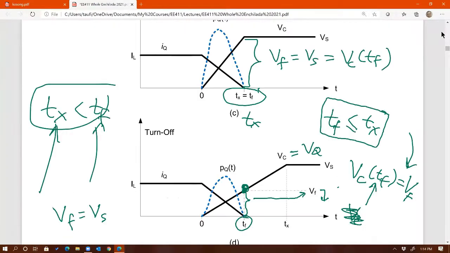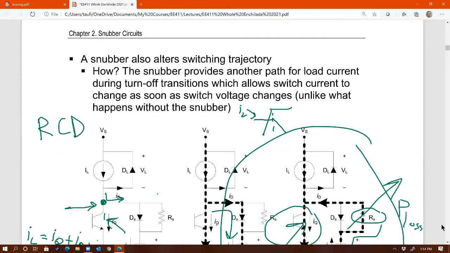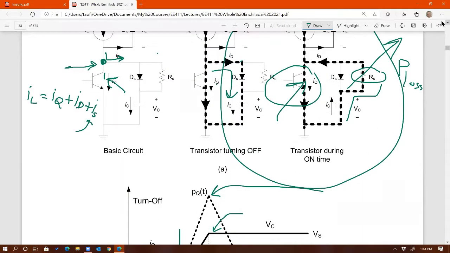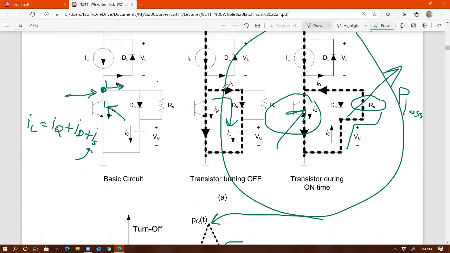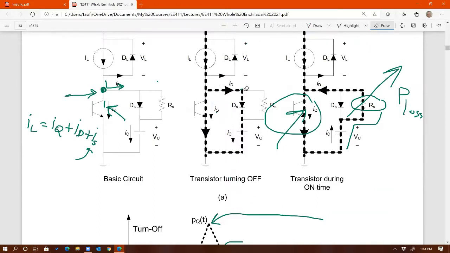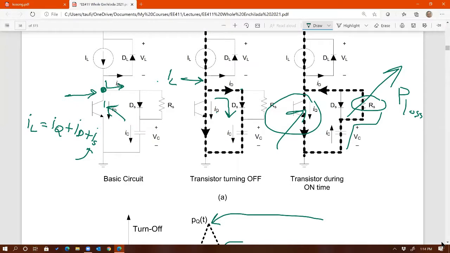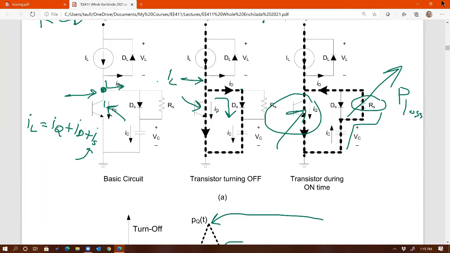Look at IC. Well, that's the current through the capacitor. What is IC equal to? Here's IC. You can see that by KCL, IC is equal to IL minus IQ. There's IL minus IQ, which should be equal to the capacitor current. So that's what I'm going to do next.